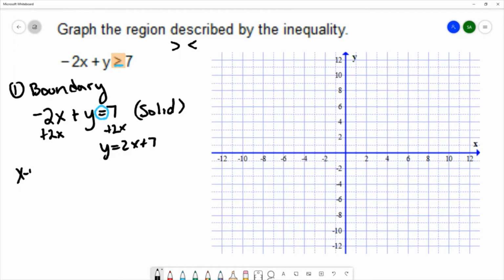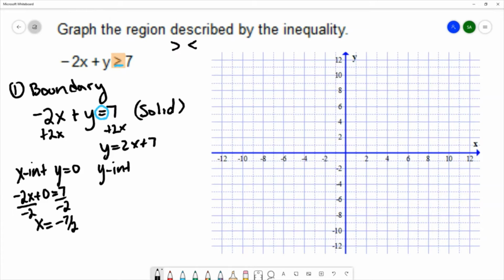Find the x-intercept by letting y equal 0. That's negative 2x plus 0 equals 7. We'll divide both sides by negative 2, and that's x equals negative 7 over 2. The y-intercept, we're going to let x equal 0, and that's negative 2 times 0 plus y equals 7, and that will give us y equals 7.